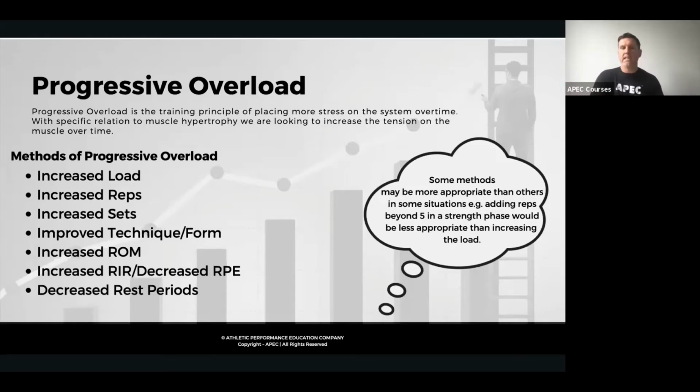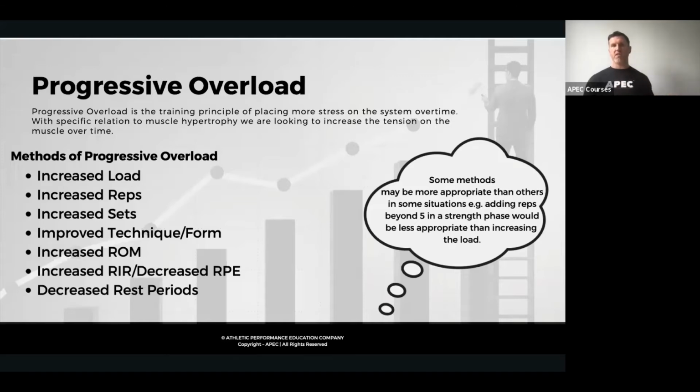And then finally, we can decrease the rest period between our sets, going from 60 seconds down to 45 seconds over time. So some methods may be more appropriate than other methods. And in some situations, adding reps beyond 5 in a strength phase will be less appropriate than increasing the load. So we have to be thinking.